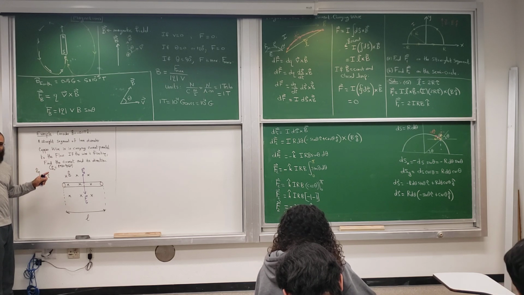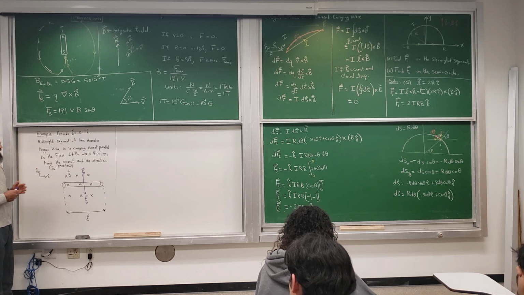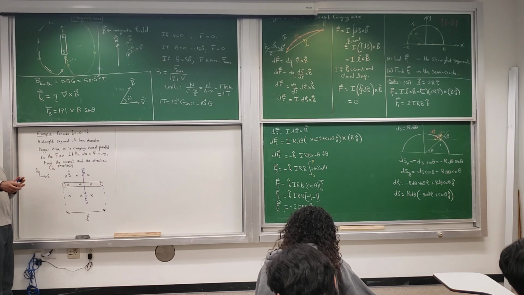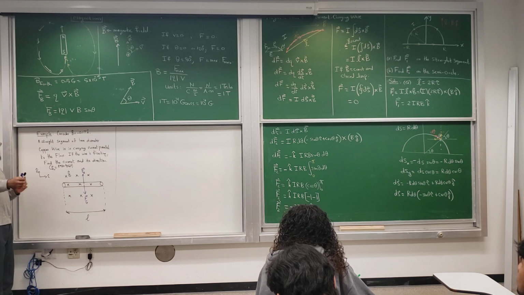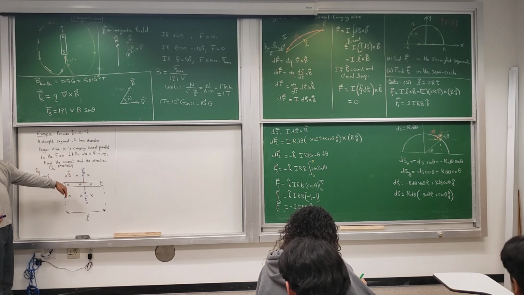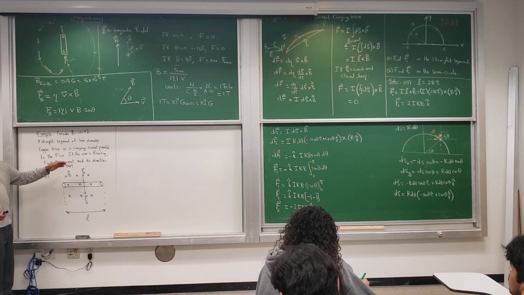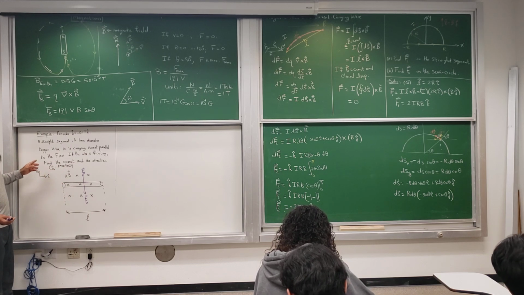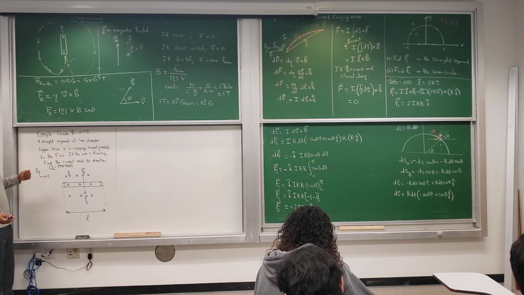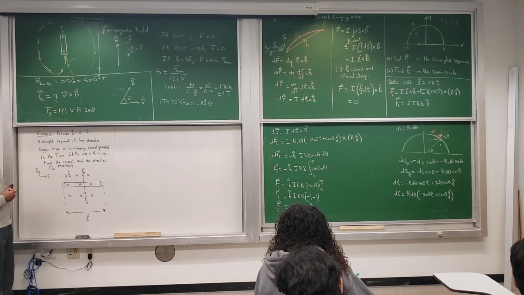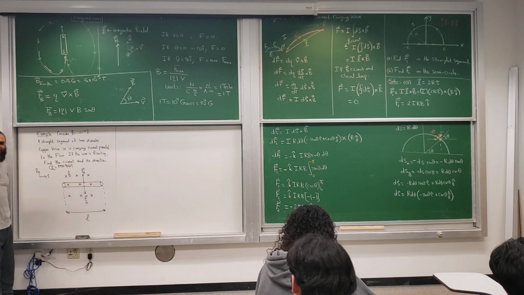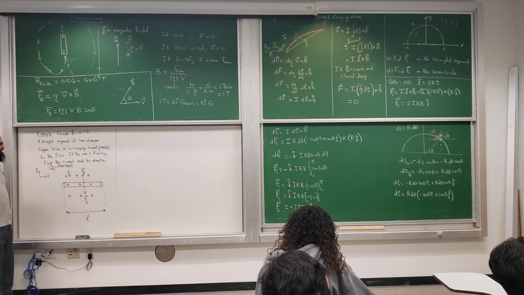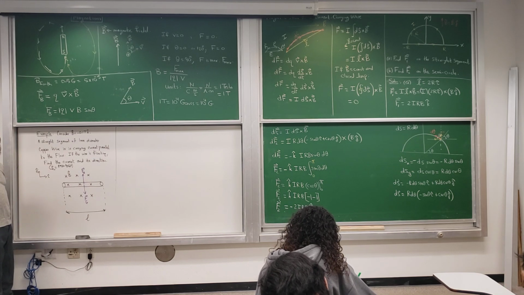Not charge density. And the question is, what's the current in this wire so that it will just float? Meaning the magnetic force, which is upward, will equal the gravitational force, which is downward. And so if they're equal to each other, it will just float. So what is the current and in what direction is it?